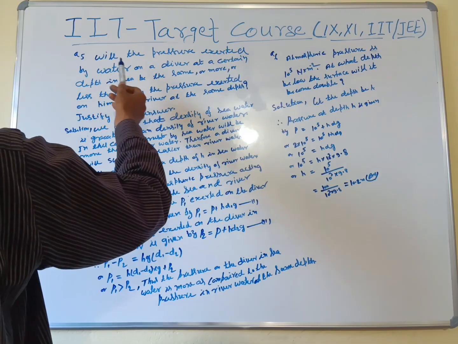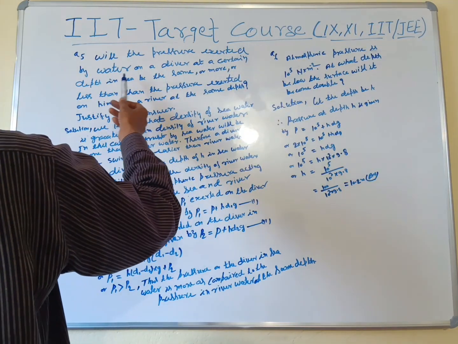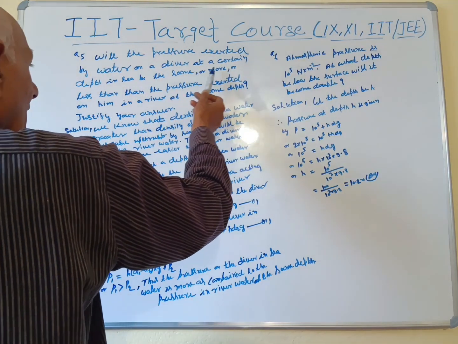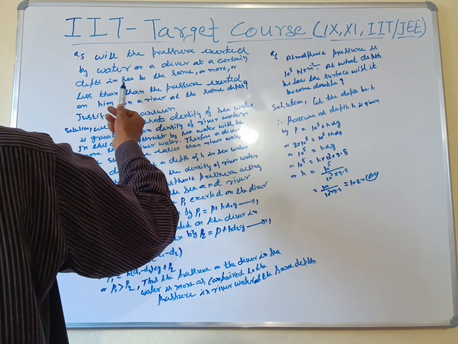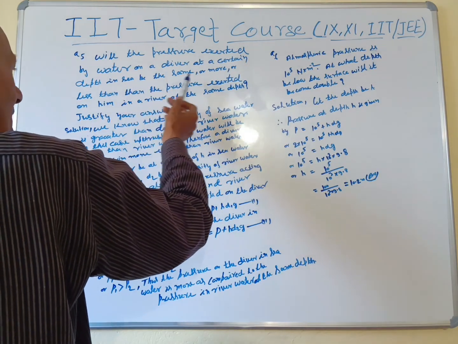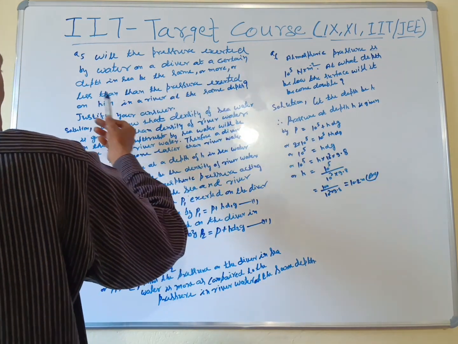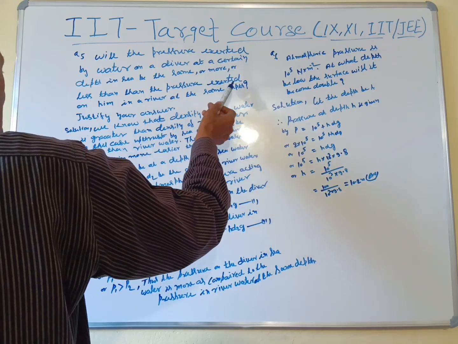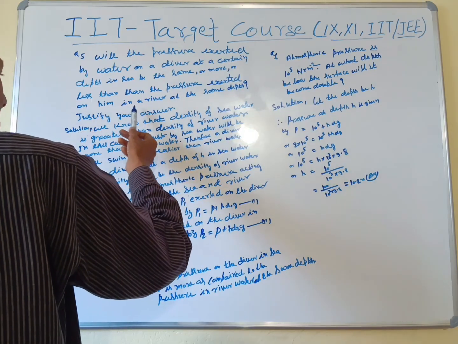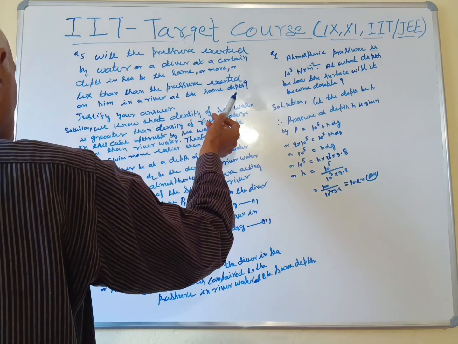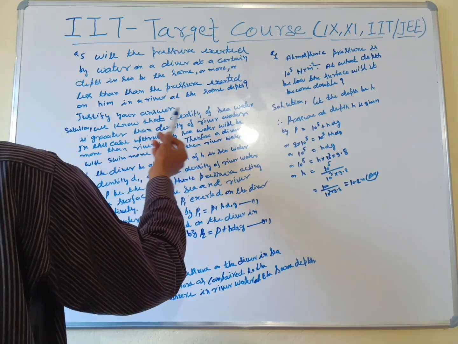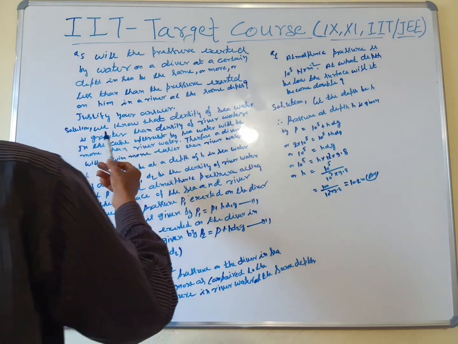Question 5. Will the pressure exerted by water on a diver at a certain depth in sea be the same, or more or less than the pressure exerted on him in a river at the same depth? Justify your answer. Solution.